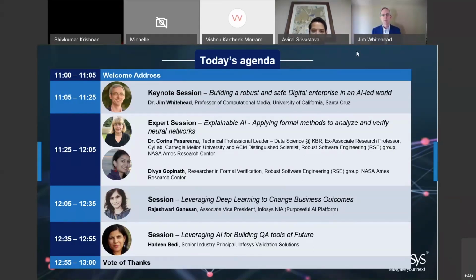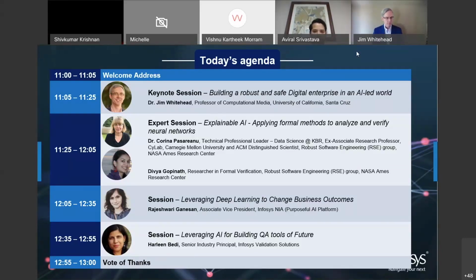The session will be presented by Dr. Corina Pasareanu. She is an ACM Distinguished Scientist working at NASA Ames Research Center through KBR. She's an ex-professor at Carnegie Mellon University. She is joined by Divya Gopinath, who works in a team at NASA Ames Research Center. Divya has a PhD from the University of Texas at Austin and pursued postdoctoral research at Carnegie Mellon University.